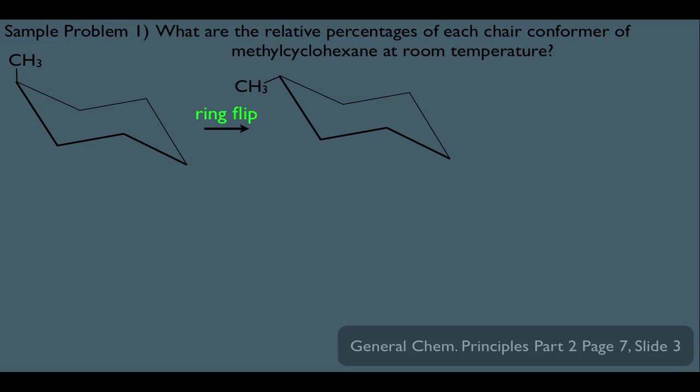And let's even label this. Let's call this A, the amount of molecules that adopt this particular conformation, A for axial, and this, E, the amount of molecules that are adopting this particular conformation with the methyl group equatorial.